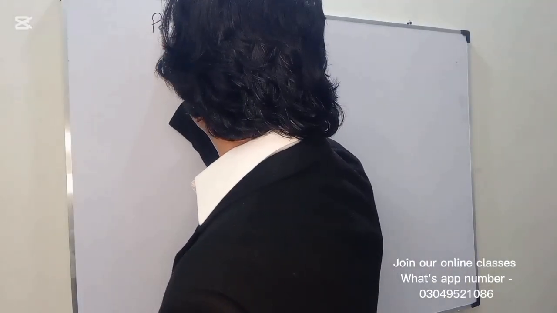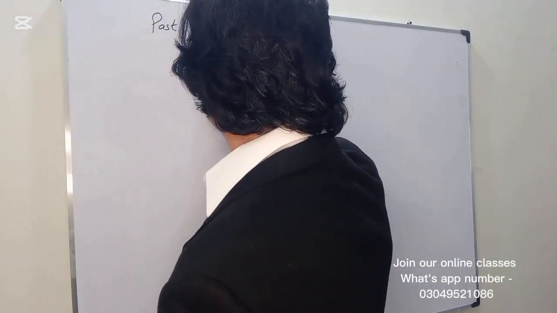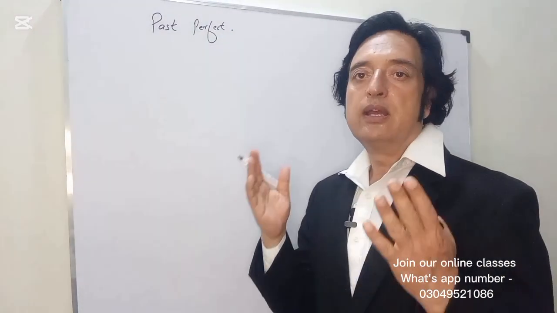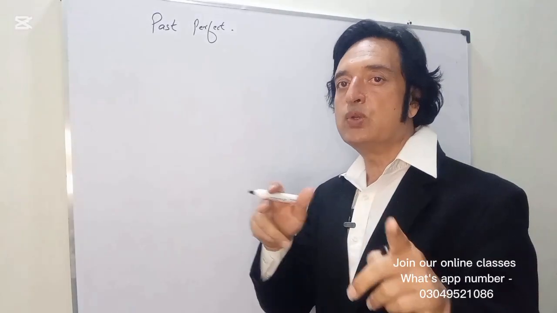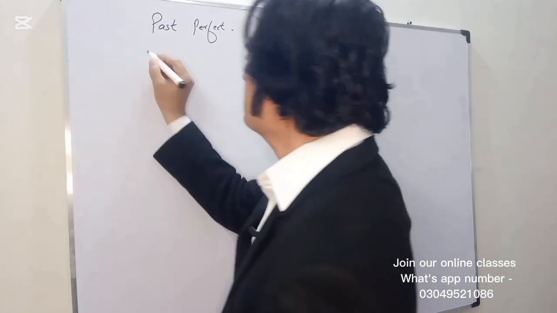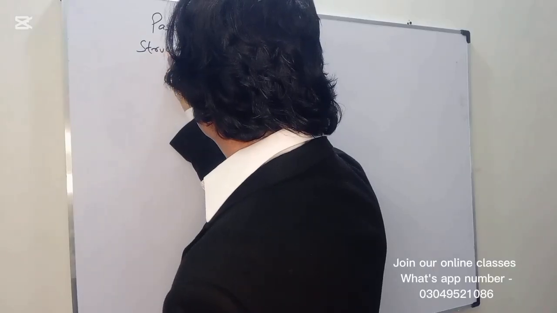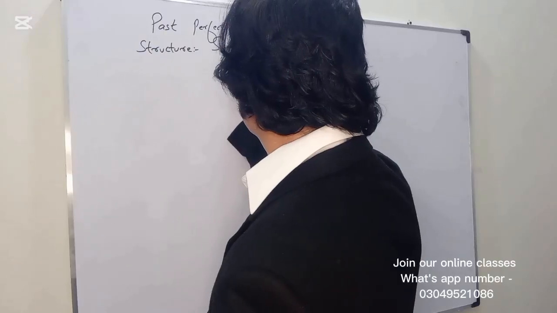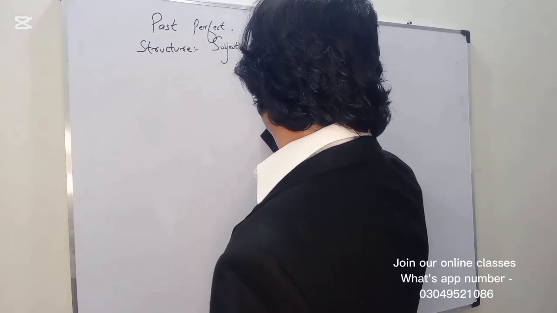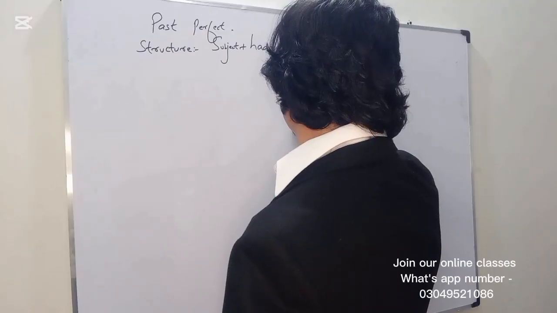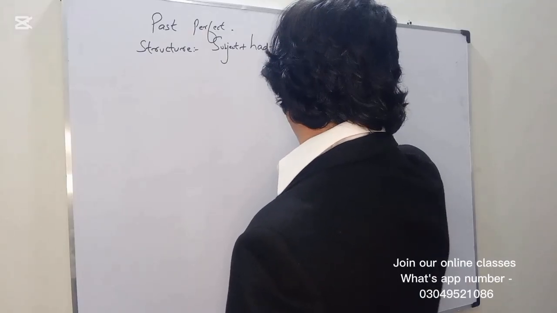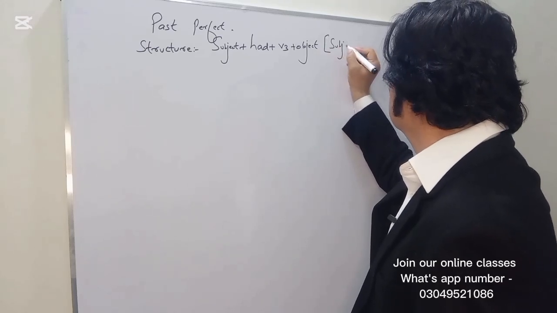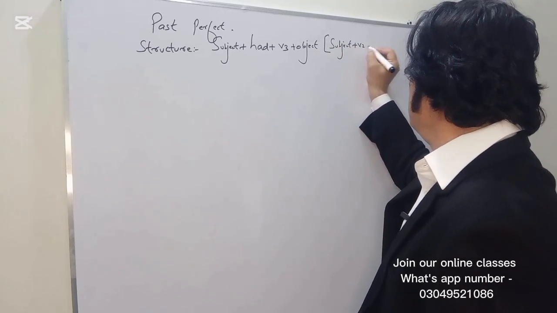Past perfect tense. All right, so when we are making a sentence of any tense, the first thing you require is the formula or structure or rules. The structure is: subject plus had plus verb third form plus object. And for the second action: subject plus verb second form plus object.